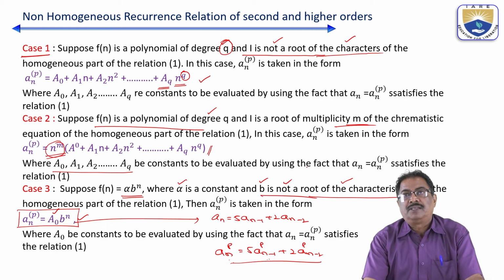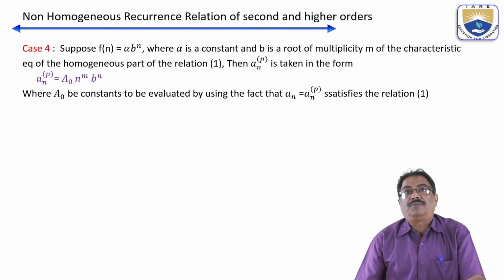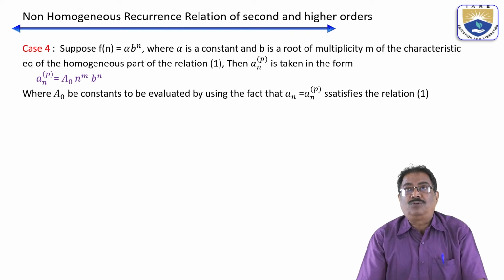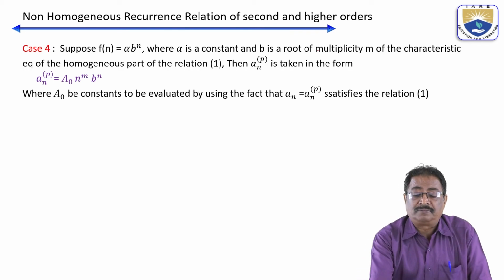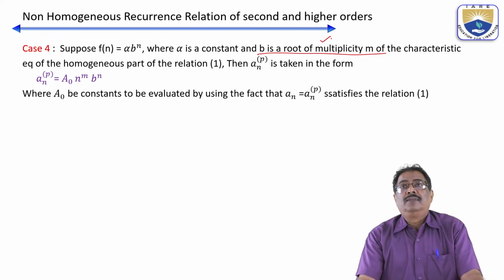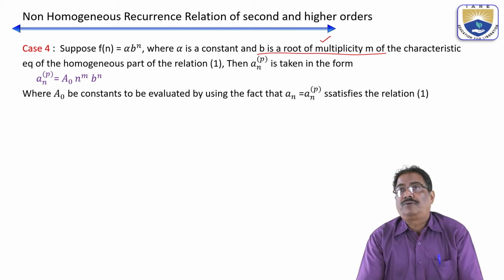Now the fourth case, what we discussed, we say that b is not a root of the auxiliary equation or characteristic equation. Suppose b is a root of the characteristic equation. Once again, what type of root, whether it is a simple root or repeated m times. Let us say that b is a root of multiplicity m. b is repeated m times. m may be 1 or 2 or 3, whatever it is.